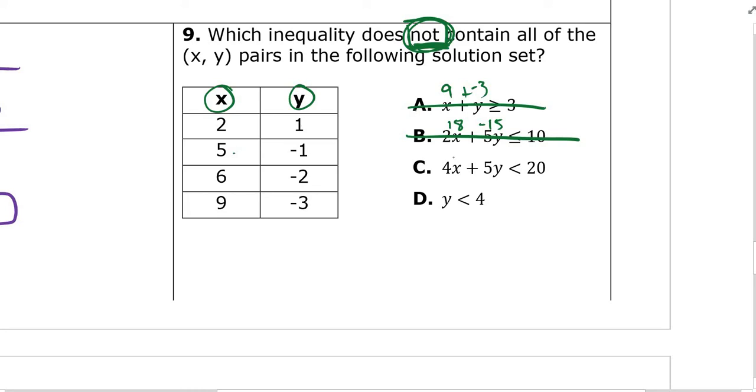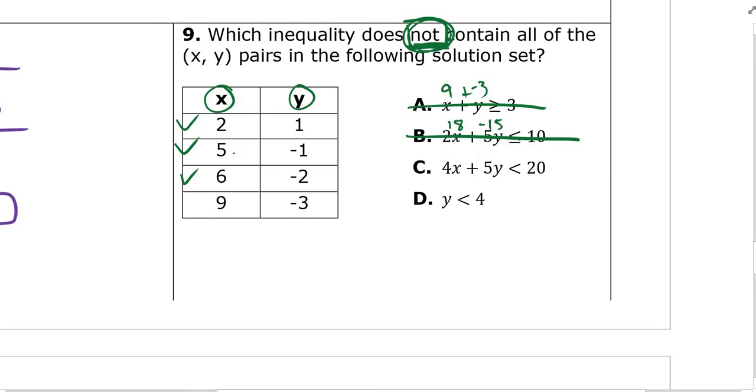4 times 2 is 8. 5 times 1 is 5. 8 plus 5 gives us 13, which is less than 20, so that works. 5 times 4 is 20. 5 times -1 is -5. 20 minus 5 or plus -5 is 15, which is less than 20, so that's true. 4 times 6 is 24. 5 times -2 is -10. When we subtract that or add a negative, we're left with 14, which is less than 20.